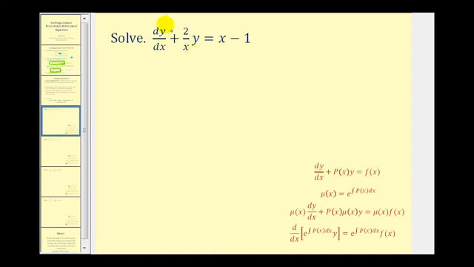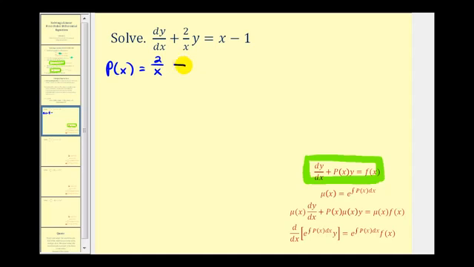The first thing we need to do is make sure that we do have a linear first-order differential equation that fits this form here, and we do. Next we want to identify the function p of x, which again is being multiplied by y here. So in this case, p of x is equal to 2 divided by x. And now once we have p of x, we can find the integrating factor given here.